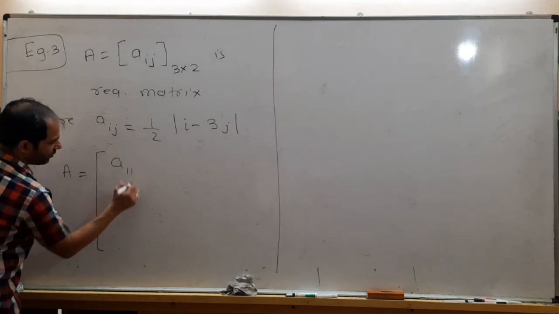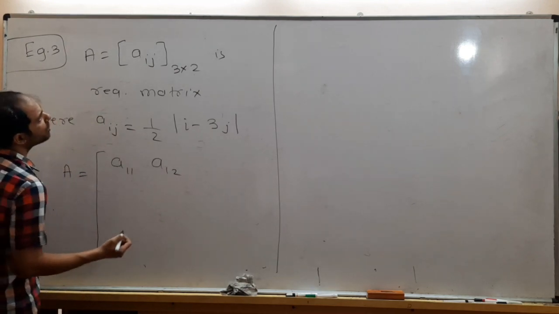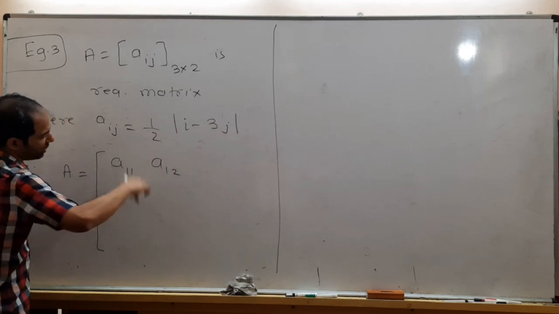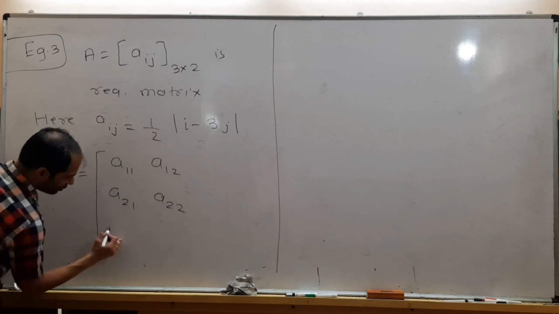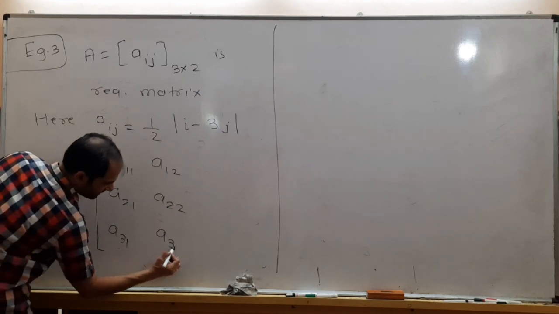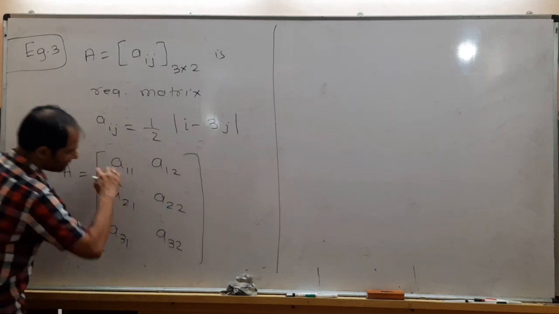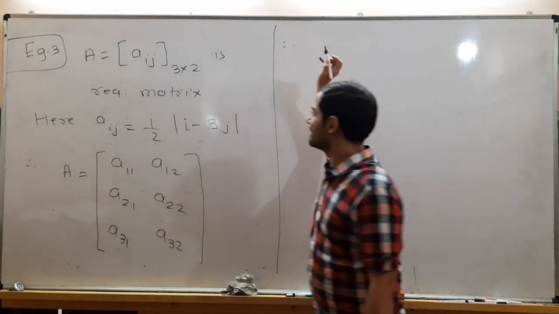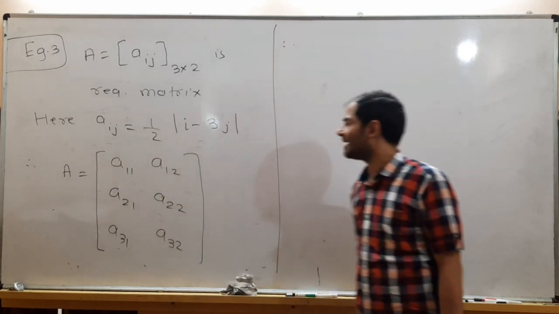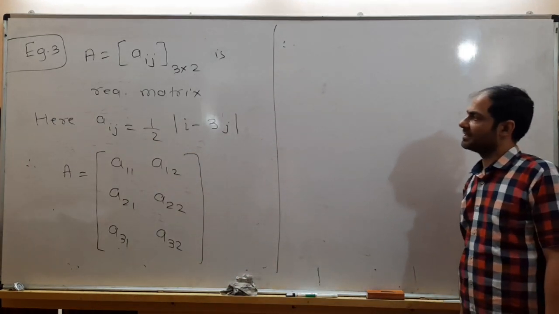we'll write A 1 1, A 1 2, 3 rows and 2 columns. A 2 1, A 2 2, A 3 1, A 3 2. Let me check. So 3 rows and 2 columns. And now the formula which is given is Aij is half into mod of I minus 3j.